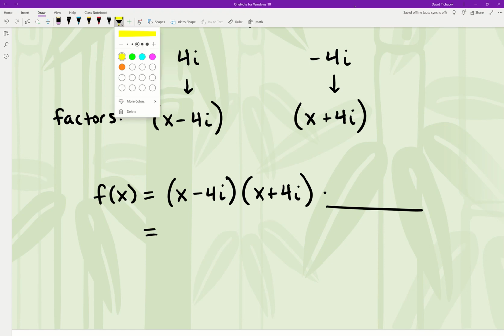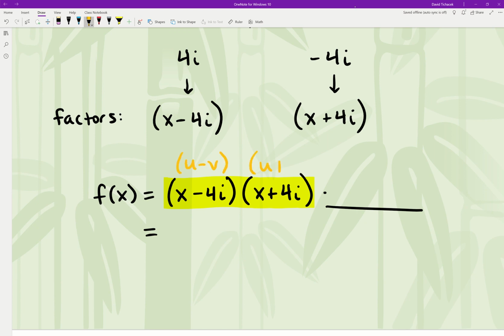You may recognize this as the difference of two squares, okay? So when you multiply this out, this is something that looks an awful lot like u minus v times u plus v. And if we have that form, remember, then we can always go ahead and write that as u squared minus v squared to figure out what that would expand out into. And keep in mind, you could also do FOIL method for this as well, but this goes a little bit quicker. x squared minus 4i squared is what this is going to turn out to be.